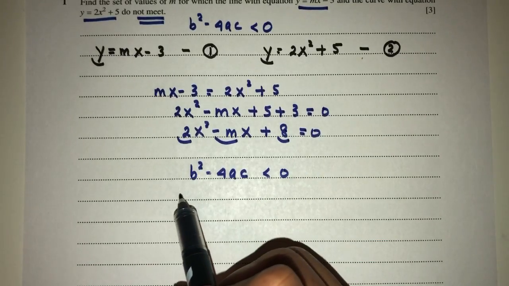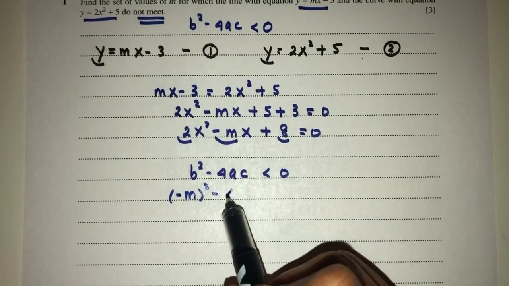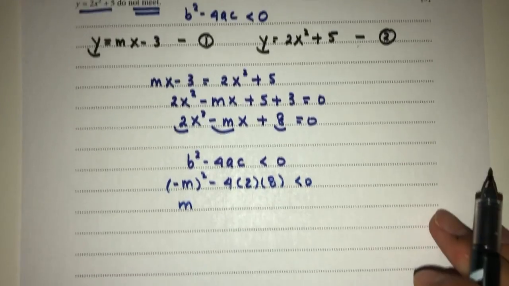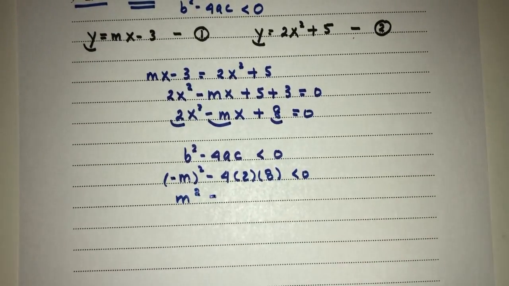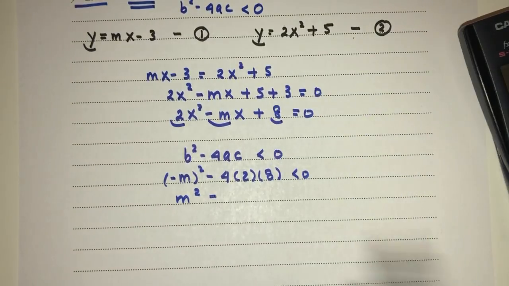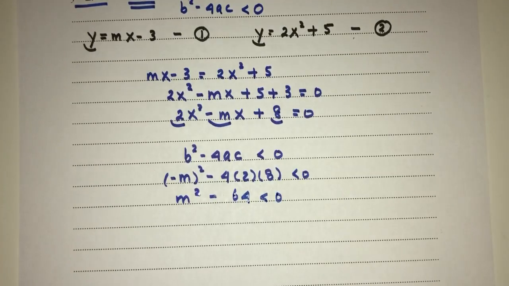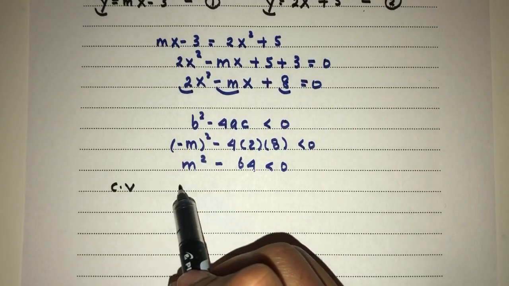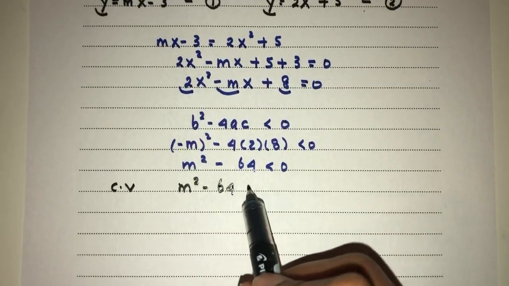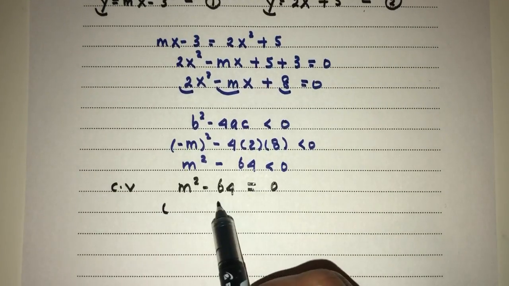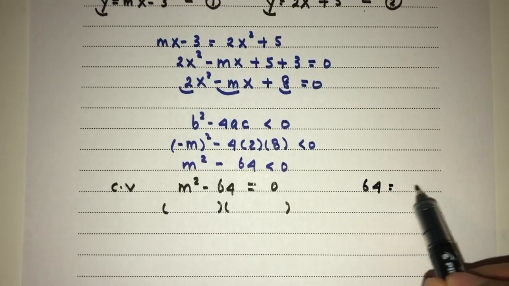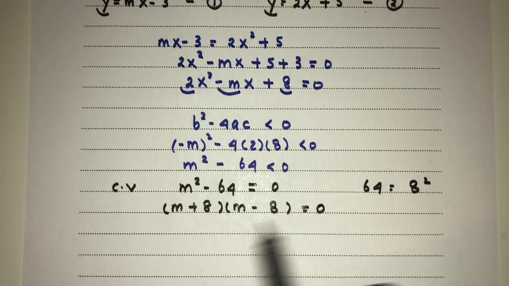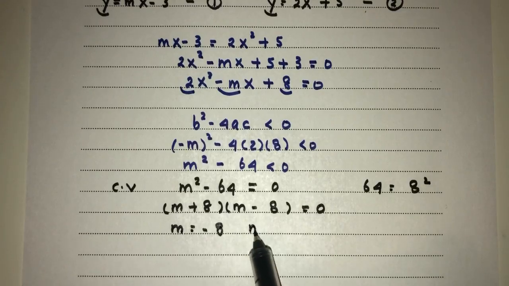Okay, so b squared will be minus m, squared, minus 4 times a times c. That will be m squared minus, so what is 4 times 2 times 8? That will be minus 64 is less than 0. Now, whenever we have a quadratic inequality, we have to find the critical values. So basically it means that we take the same expression but we change that to equal to 0. We can just factorize. As you can see, 64 is 8 squared. That will be (m plus 8)(m minus 8) equal to 0. So m will be minus 8, and m will be 8.